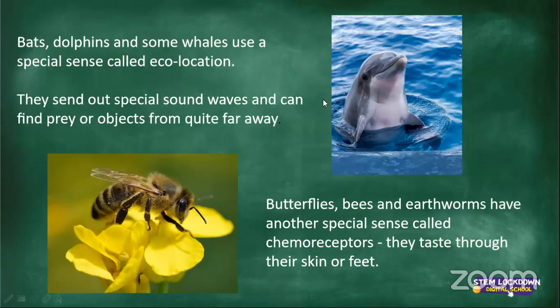Here's something I love as well, a dolphin. And dolphins and some whales, they use a special sense called echolocation. That sends out special sound waves, and they can find prey or objects from quite far away. I'm not going to get into that right now. It is something you will learn about much more at a later stage. Okay.